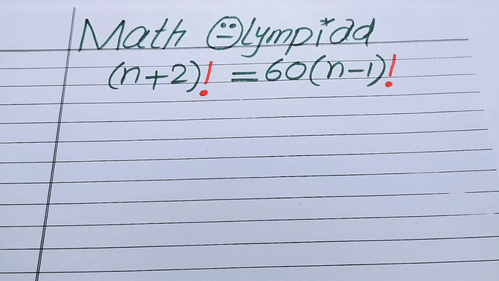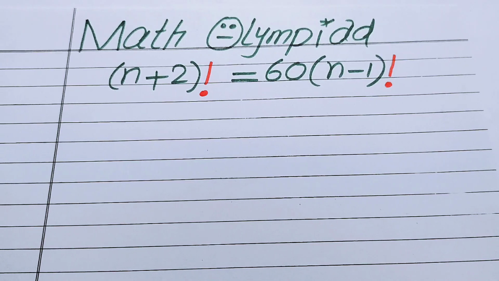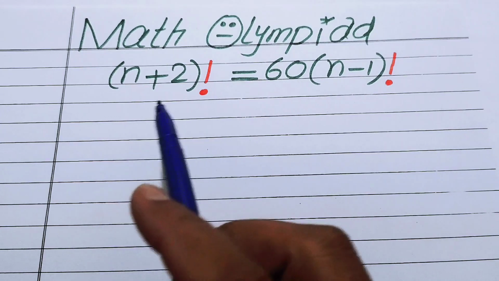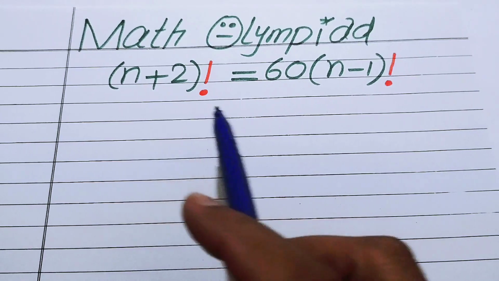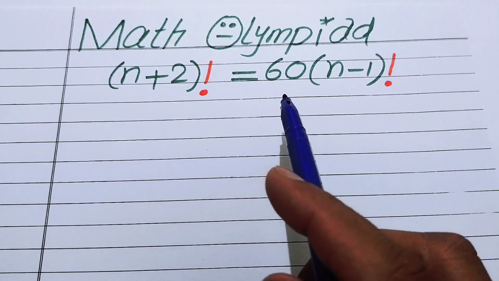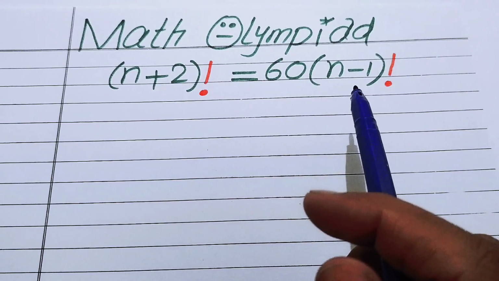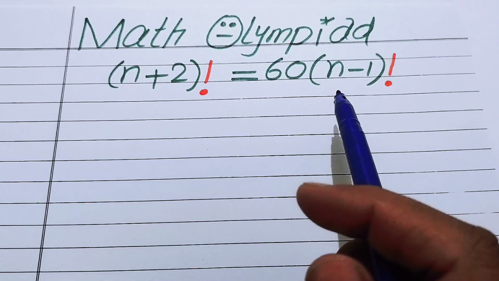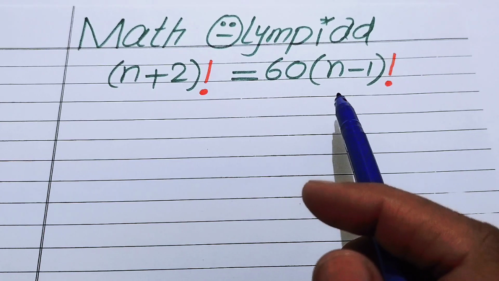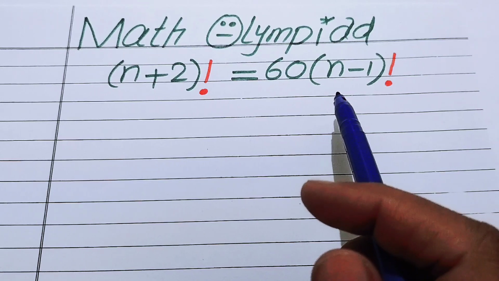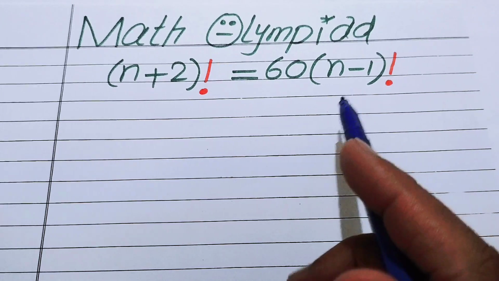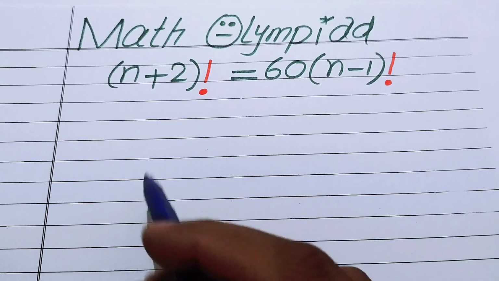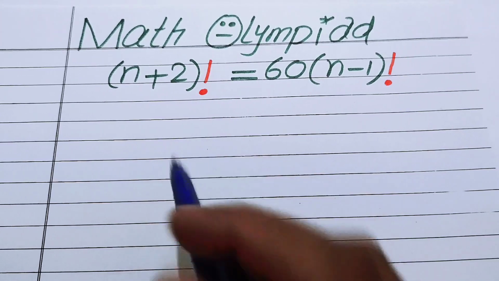In this video we are going to solve this nice algebra problem, and here we have (n+2)! = 60 times (n-1)!, and we need to solve this problem for the real values of n. So the very first thing we are going to do is use the recursive method in order to open this factorial sign.